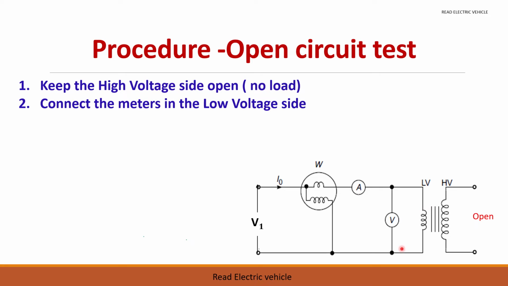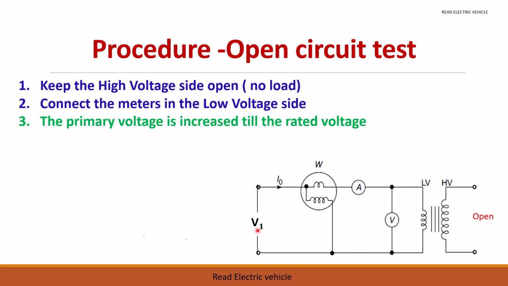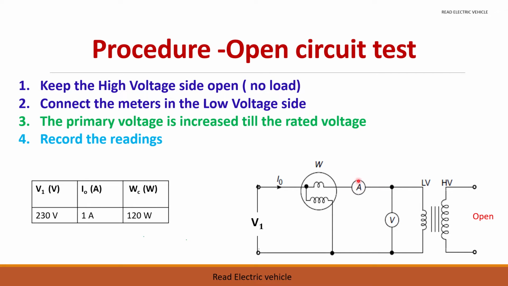Once you connect the meters, you can use an auto transformer to adjust the voltage. You increase the voltage till you get the rated voltage in the voltmeter. So suppose it is 230 volt, you can bring it to 230 volt. At that position, you find what the ammeter reading and the wattmeter reading will be. This is just an example, so it varies with each transformer.